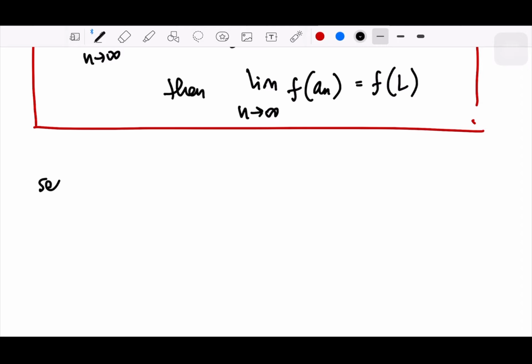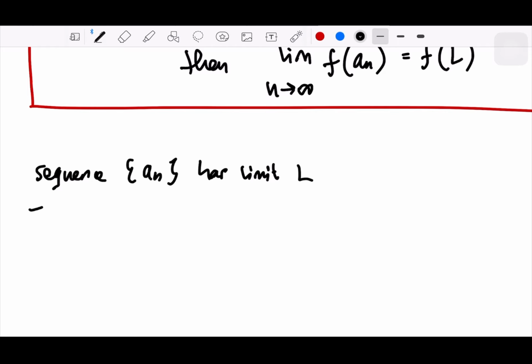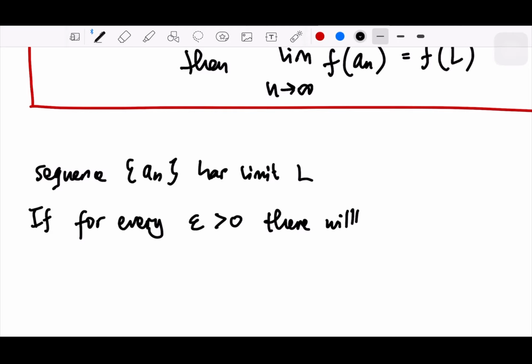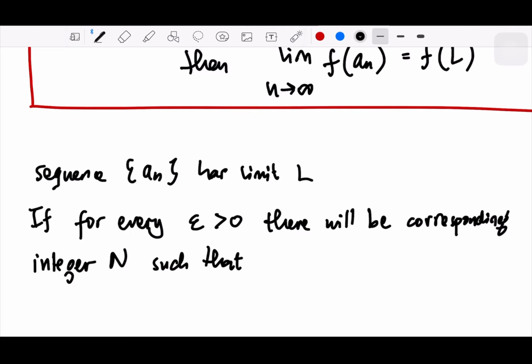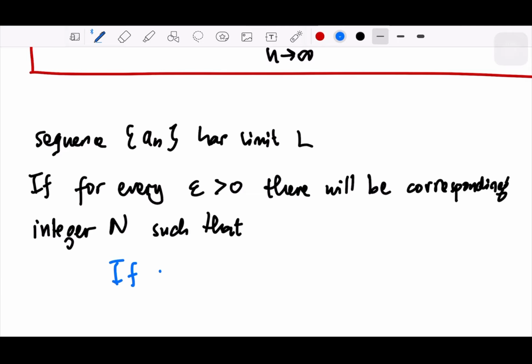Okay, let's say the sequence a_n has limit L if for every epsilon greater than 0, there will be a corresponding integer N such that, let me change the color, if n, the small n, is greater than the capital N, then the difference between these two will be less than epsilon.